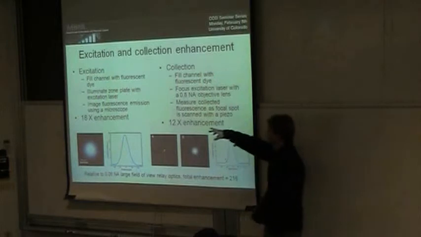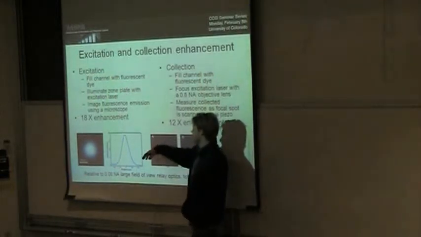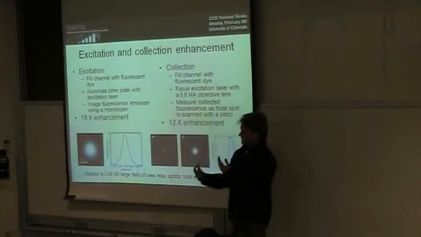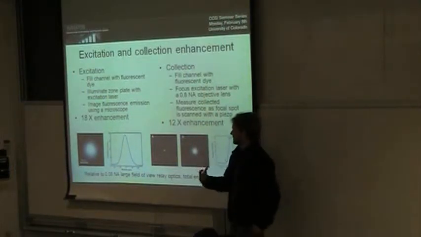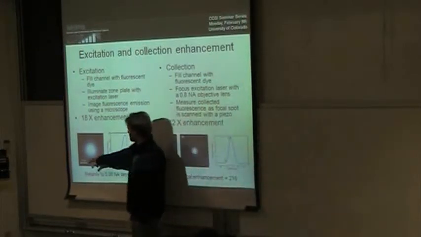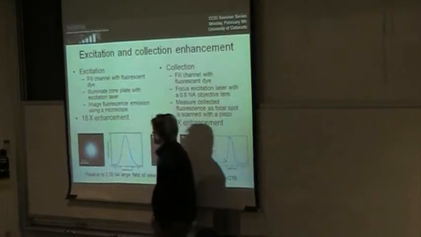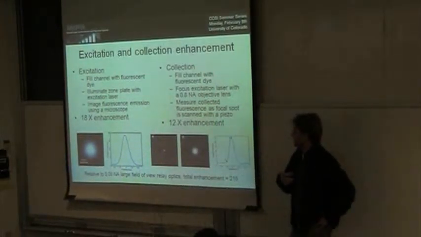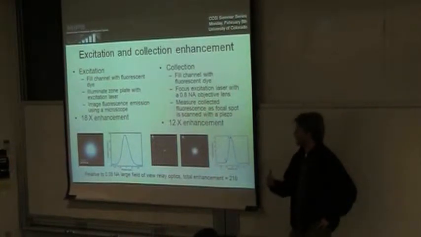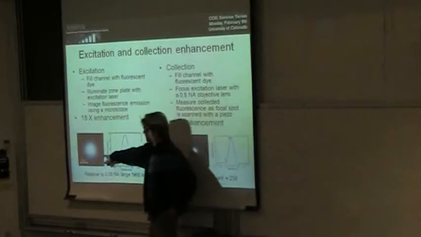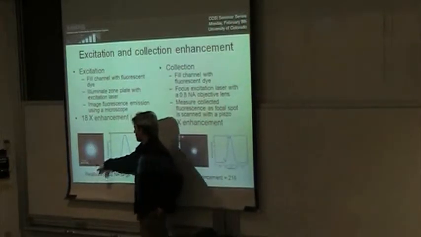So we can characterize the excitation enhancement. We just illuminate a lens, have the lens focus excitation light into the channel. It creates fluorescence emission, and we image that spot with another microscope. We get a spot like this, around 15-20 microns in cross section. We've designed the focal length of the lens to be a little longer than the cover slip thickness. So this is not diffraction limited, it's defocused, but actually has a width that we want.